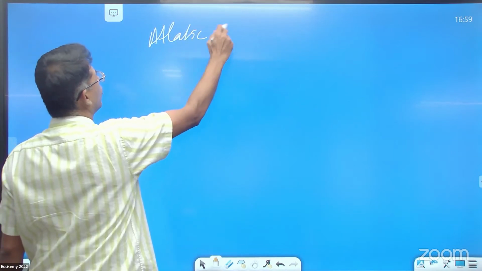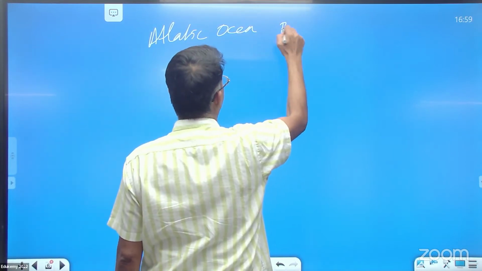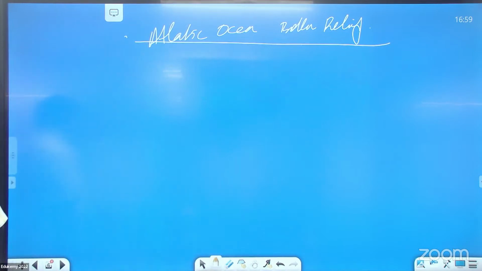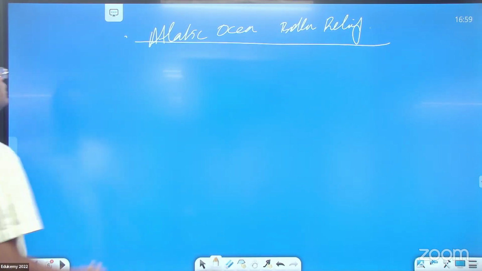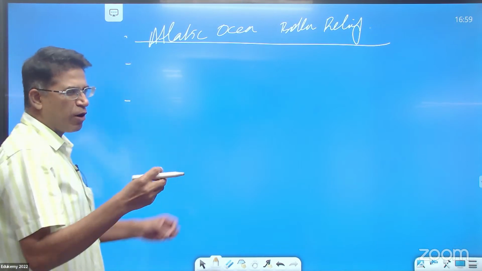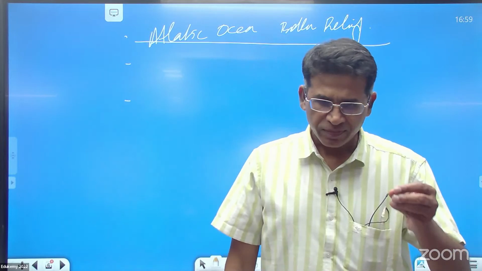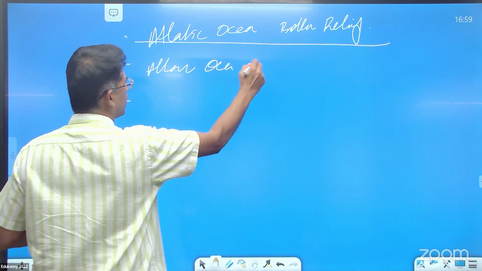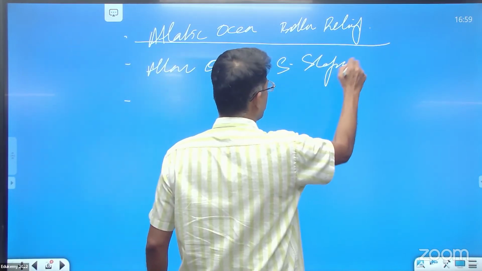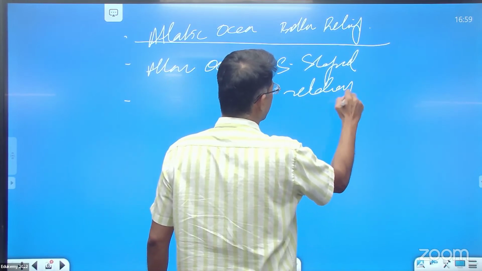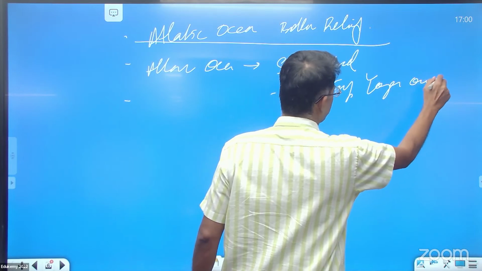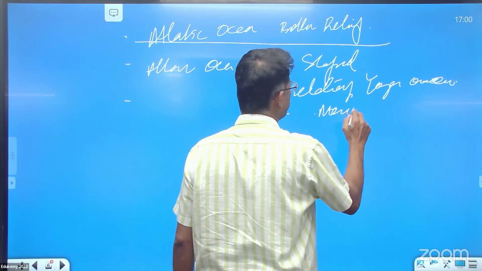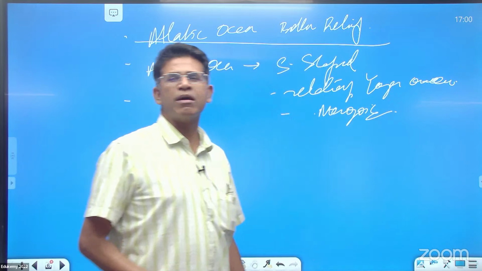So, Atlantic Ocean bottom relief. Okay. So a quick intro of 3-4 lines. Atlantic Ocean, S-shaped ocean. It is relatively a younger ocean. Its formation was largely during the Mesozoic times.